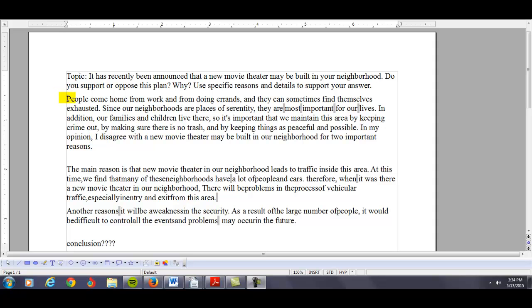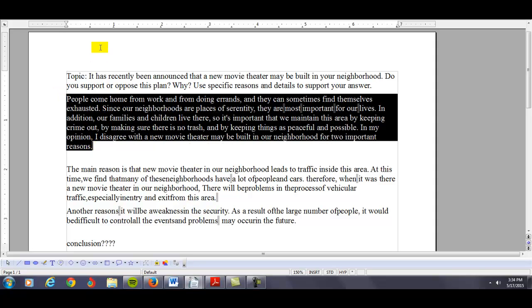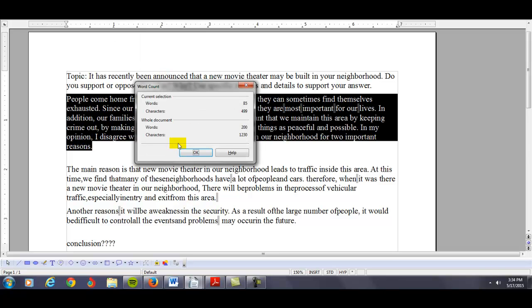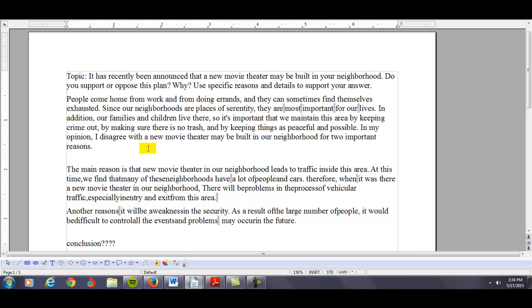Alright, so I think we're getting the paragraph a little bit more developed. So what I'm showing you is what you need to do. So we're almost there. We're at 85 words. Your goal is to get closer to 100, right?